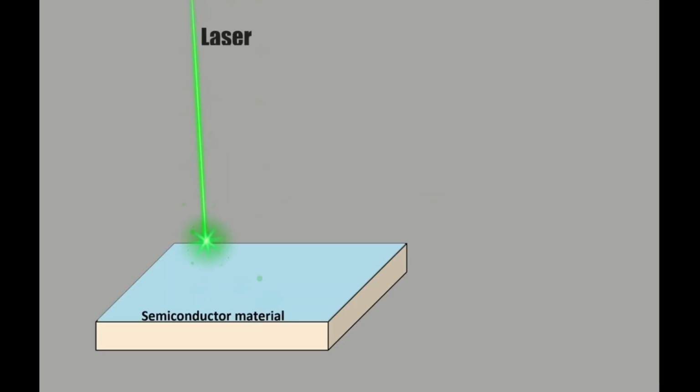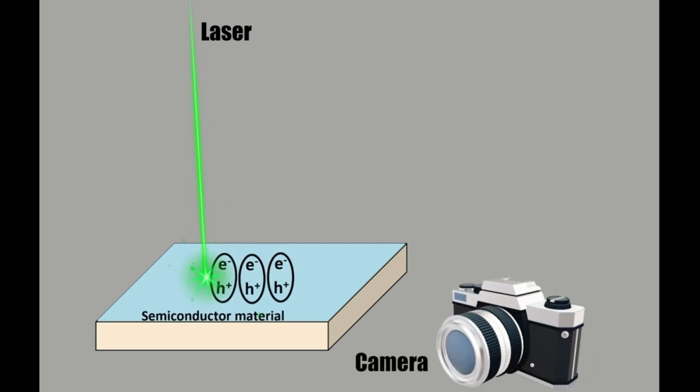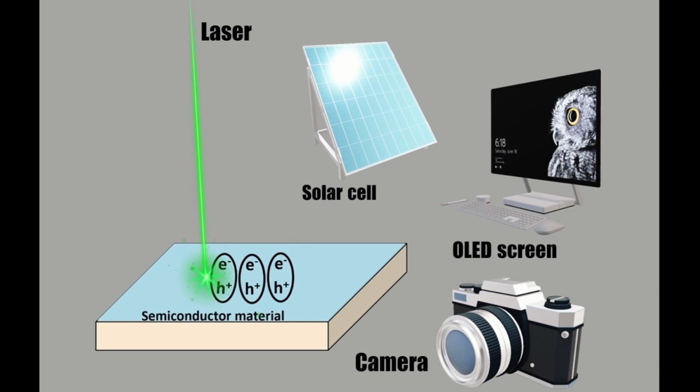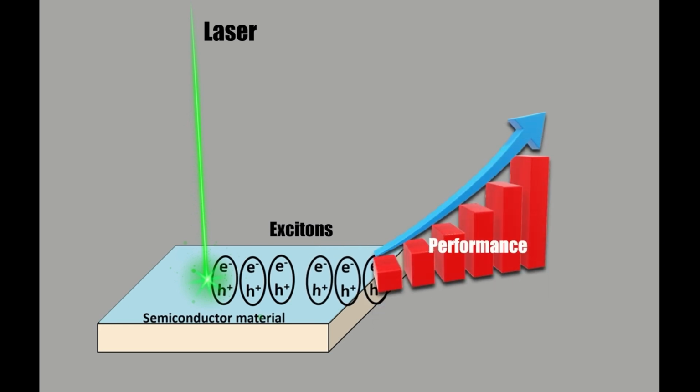Suppose a light source, like a laser, is applied upon a semiconductor material. The light source will generate electrical charge carrier pairs, which are responsible for all the basic functions in our optoelectronic gadgets, such as in a camera, OLED screen, or a solar cell. These pairs of electron and hole are commonly called excitons and are required to be transported efficiently for maximum performance of the electronic component.